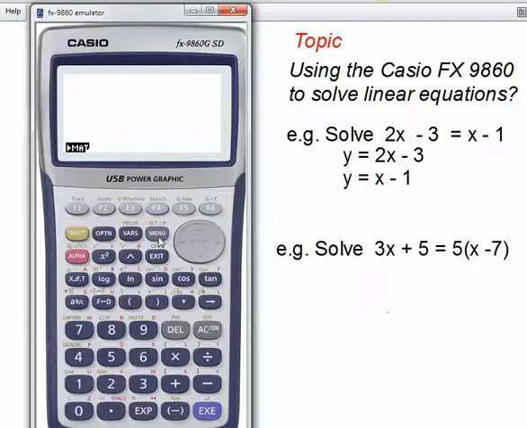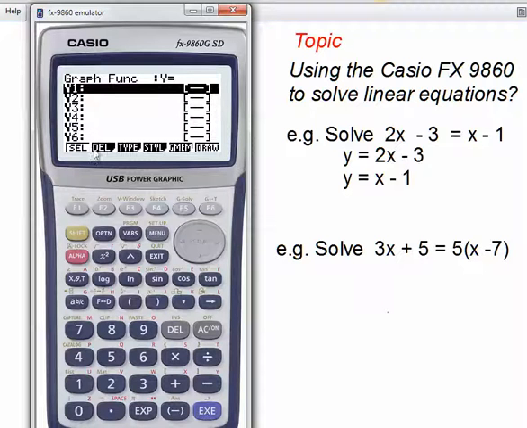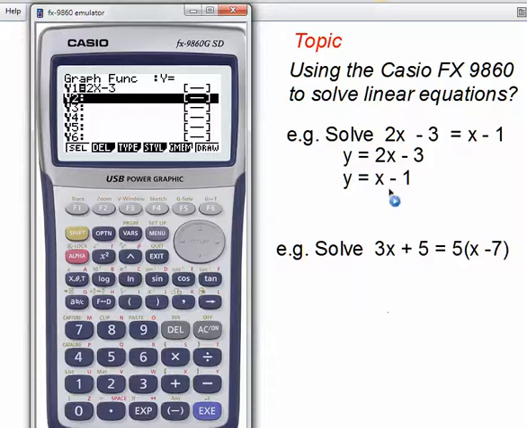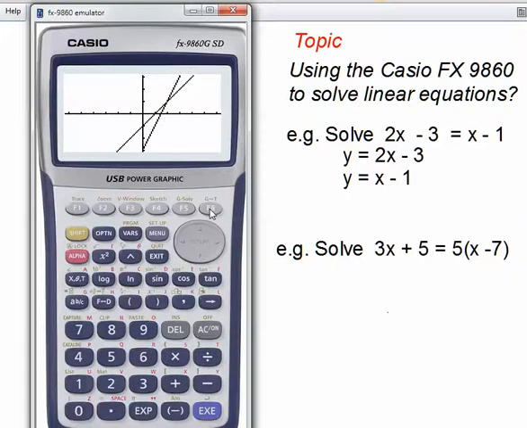So we're in run mode. We need to get into graphing mode. So we hit menu, go down to graph, enter graphing mode. And in Y1, we're going to put the first equation, 2x take 3. Enter it. In Y2, we're going to put the second one, y equals x take 1. And then to draw a graph of that, we hit F6 for draw. And we see two graphs.